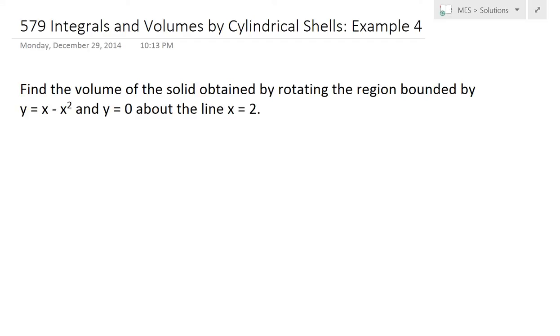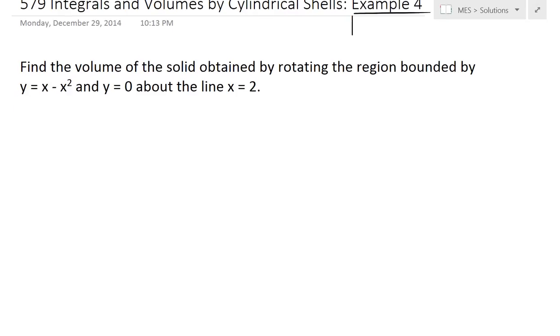Trying to discuss further into integrals and volumes by cylindrical shells, and now go over example 4 of the example series. I'm going to solve this example, which says find the volume of the solid obtained by rotating the region bounded by y equals x minus x squared and y equals 0 about the line x equals 2.